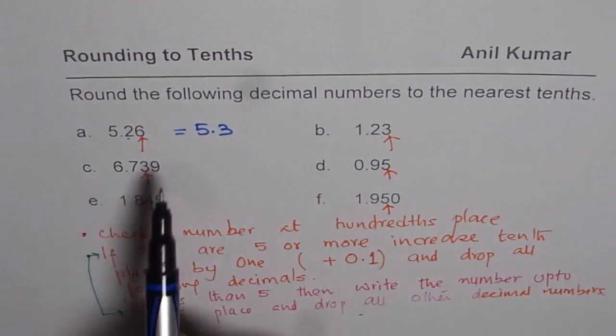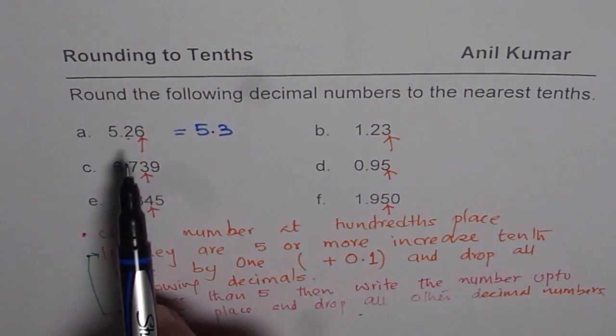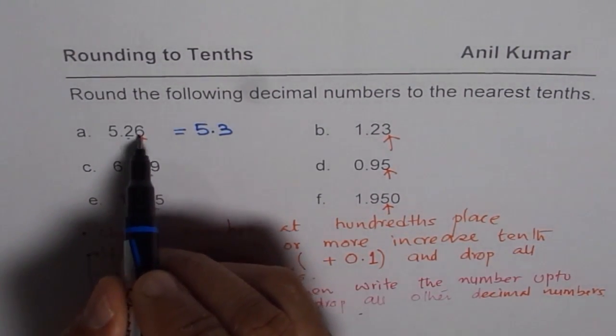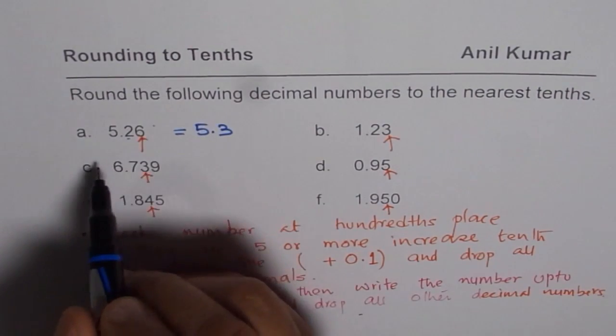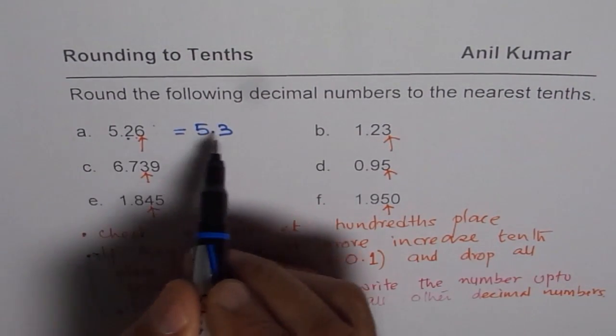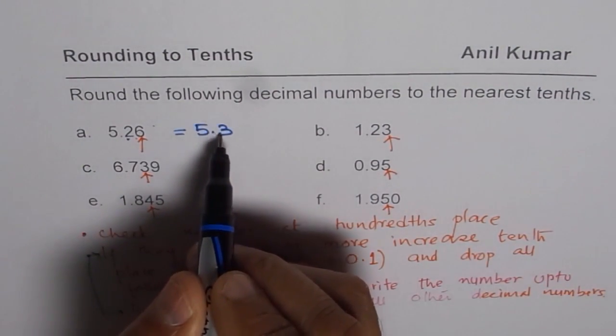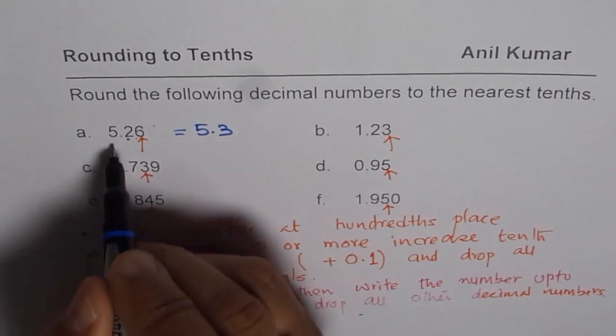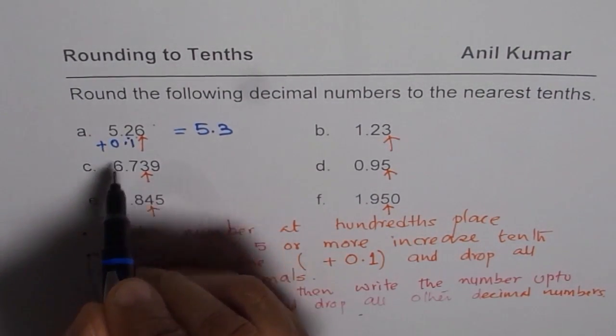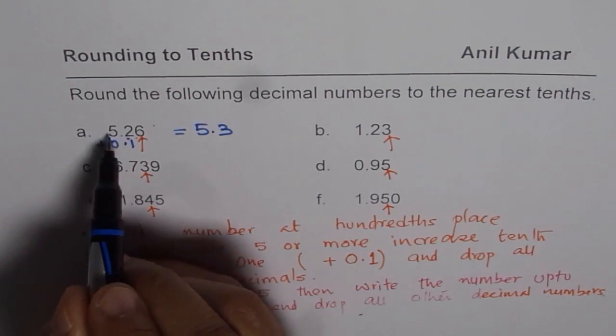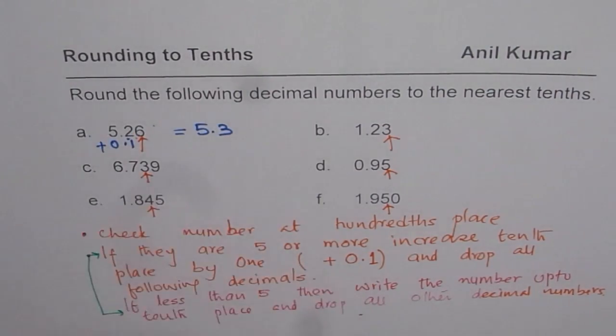Do you get the idea? So if it is more than 4, that means if it is 5 or more, then increase the 10th place by 1. So it was 2, increase it by 1. That means you add 0.1. So if I add 0.1 to 5.2, I get 5.3.